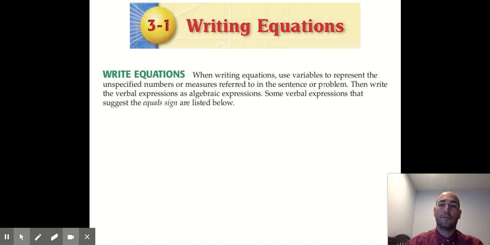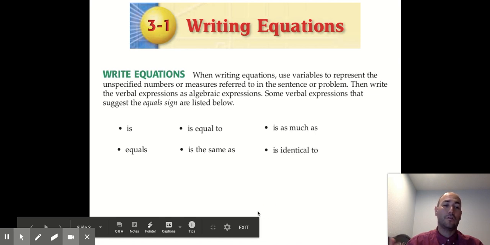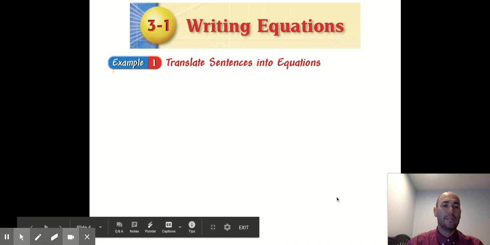Some verbal expressions that suggest the equal sign are the following. For example, "is" would typically represent an equal sign in a problem. "Equals," that's probably more straightforward, "is equal to," "is the same as," "is as much as," and "is identical to." All of these terms would be representative of an equal sign in an equation. So when we're reading through these expressions, we want to look for those key phrases that would signify an equal sign. Let's take a look at some examples.